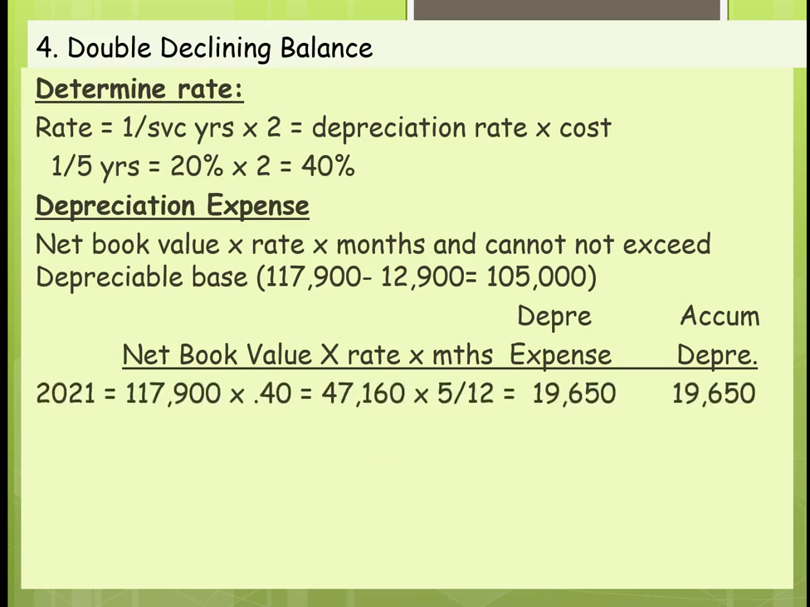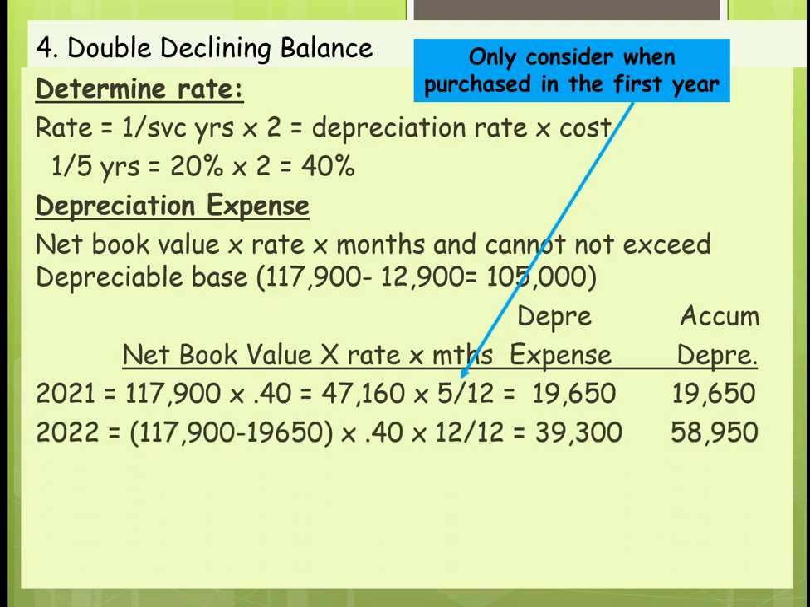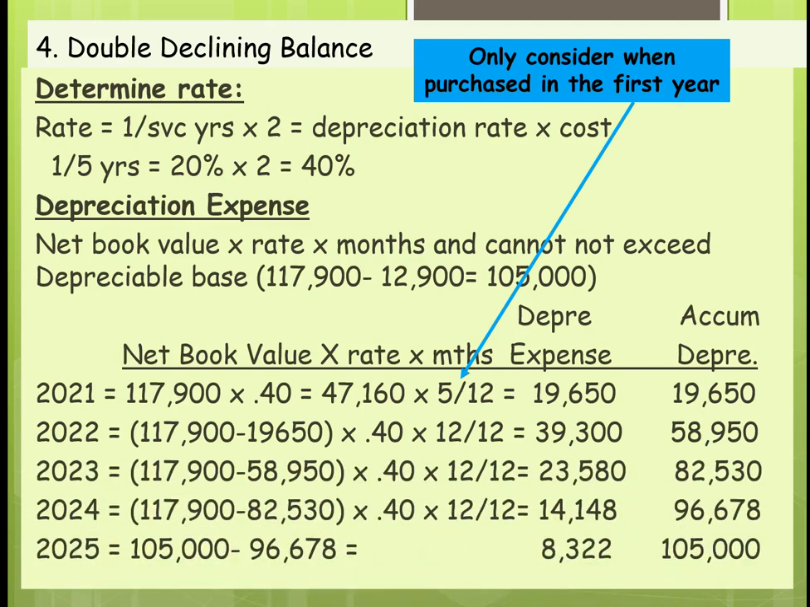So here's our first year. It's going to be $117,000, which is our cost, times 40% times 5 twelfths. Remember, you have to take that into consideration in the first year. Year 2, you're going to take $117,000 minus your accumulated depreciation, because it's always times net book value times 40% times 12 twelfths, because it's the whole year. And you're going to keep doing that. But remember, keep track of your accumulated depreciation, because it cannot exceed 105. So in this case, in the 5th year, it's a plug. Now that concludes part 1.